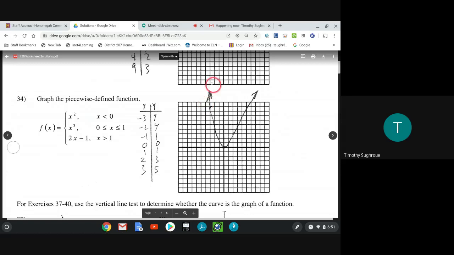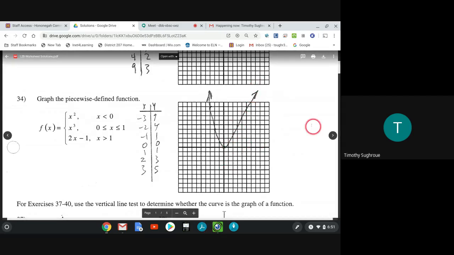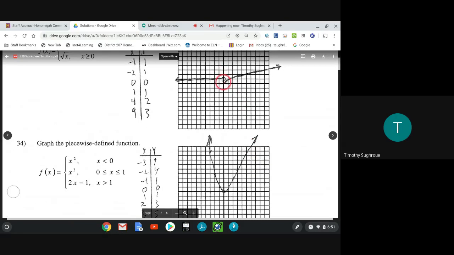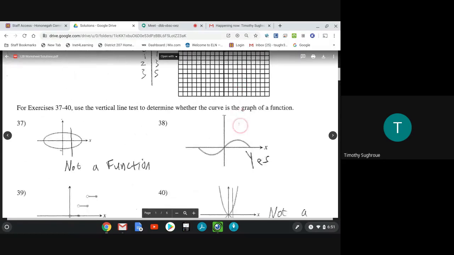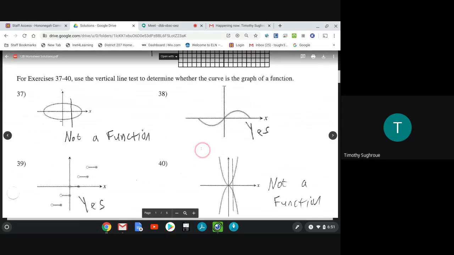This is called a continuous function because it is a nice continuous transition from the parabola that opens upward, the cubic function opening upward, and the linear function that continues from where the cubic left off. Continuous, not continuous. Okay? I mean, it makes sense when you see that. Okay, then we get into some easy ones here.